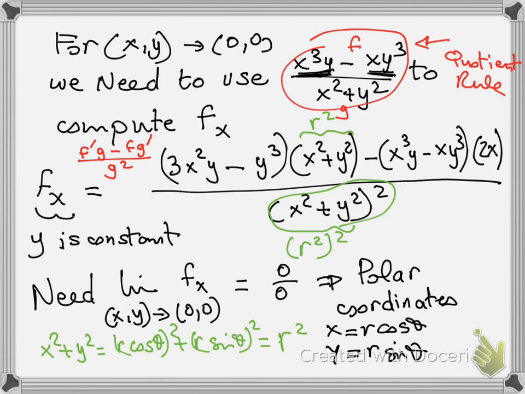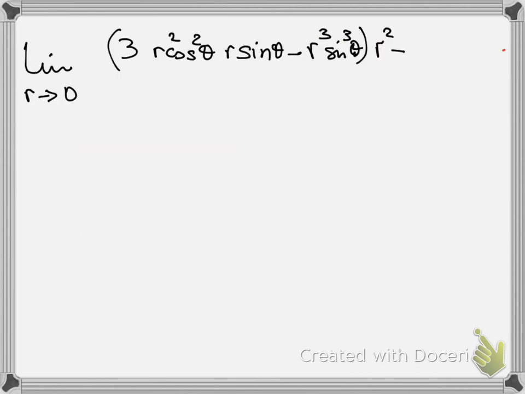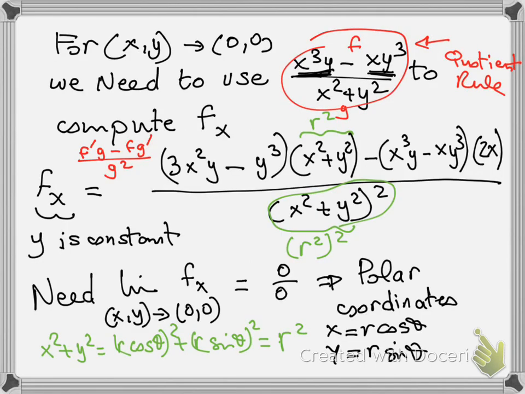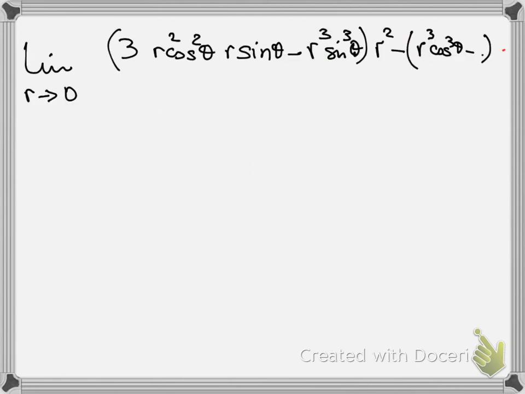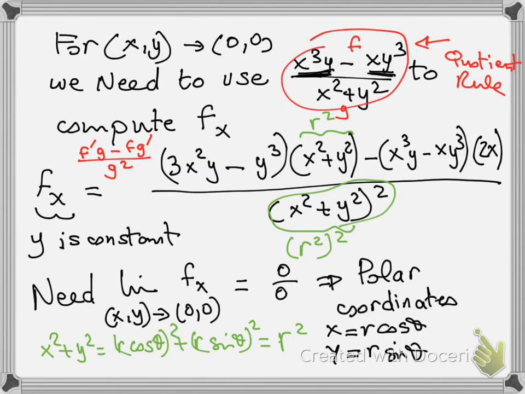what's really important here is the powers of r. So here is going to be like r to the 4. So here is going to be like, minus, parentheses here, r cubed cosine cubed theta minus etc. And then we're going to have what, 2x. Sorry, it's x cubed times y.